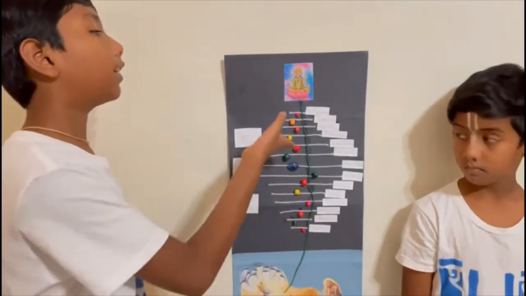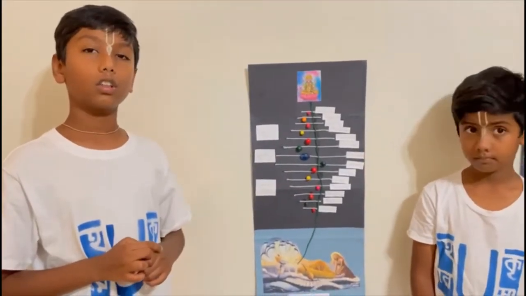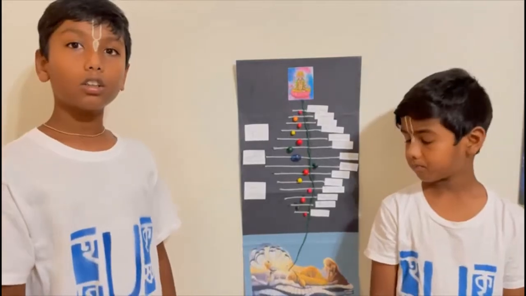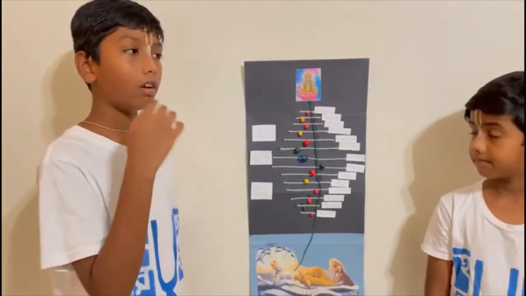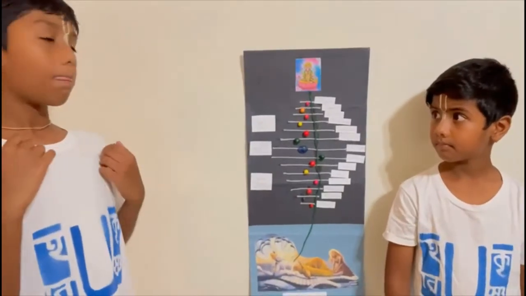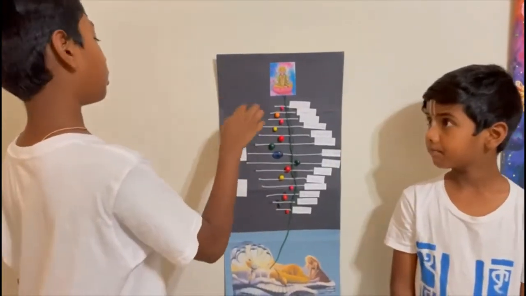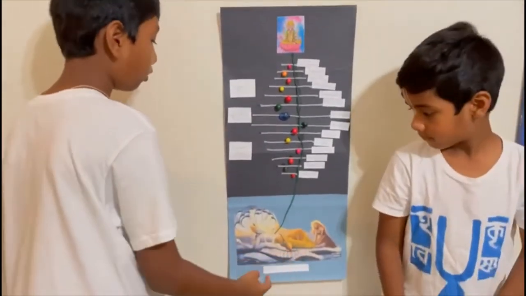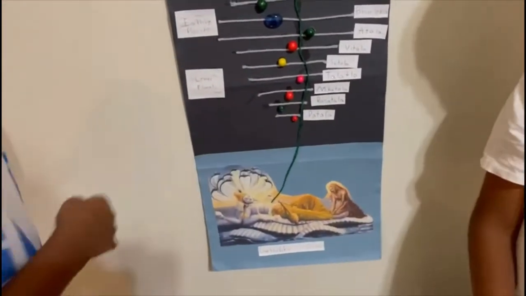This is just one of the unlimited universes created by Karanodakashayi Vishnu. And when Karanodakashayi Vishnu breathes out, that is when he creates the universe. When he exhales, the universes come out. But when he inhales, the universes come back. This is one universe. In each of the unlimited universes, there is a Garbhodakashayi Vishnu at the bottom here, below Patala.